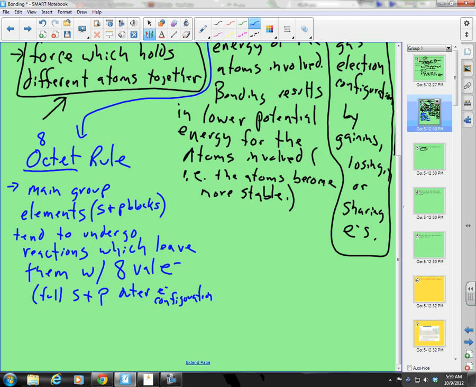Not outer, but valence electron configuration. Good, we'll leave it that way. So what's my octet rule? Main group elements tend, that doesn't mean always, but tend to undergo reactions which leave them with 8 valence electrons. Some people would say my atoms, then the S and P block, usually want to have 8 valence electrons after they have reacted. Good.